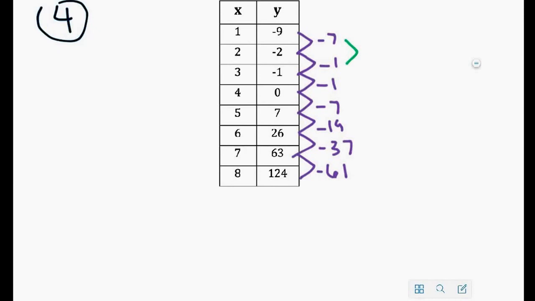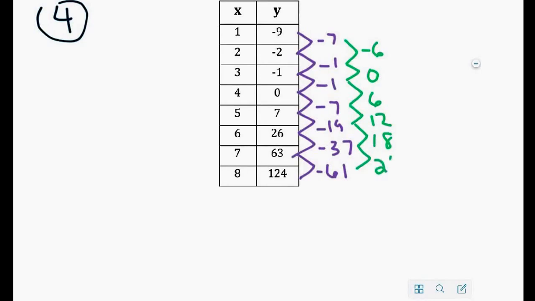-7 minus -1 is -6. -1 minus -1 is 0. -1 minus -7 is +6. -7 minus -19 is 12. -19 minus -37 is 18. And -37 minus -61 is 24.